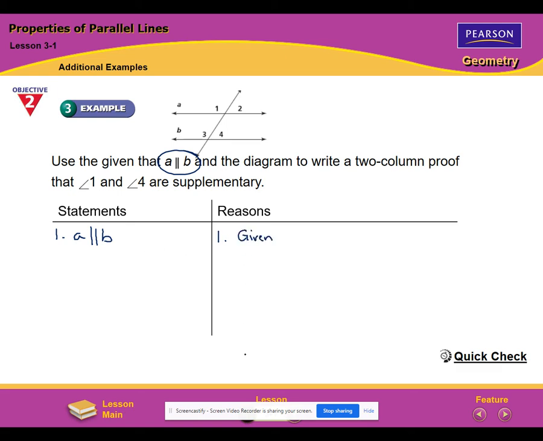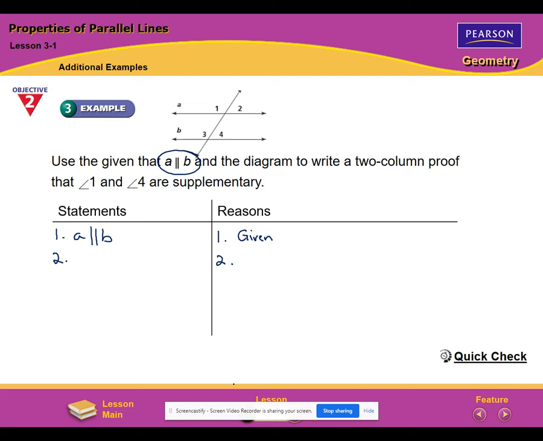Now stop and think about this. You haven't had to think about this diagram at all. All you had to do was draw a T-chart, write the word statements, write the word reasons, write a number 1, and write what's given here, and then justify that with given over here. And then you can write number 2 and number 2. It's important that you label your lines. The point I'm making right now is you haven't really had to think at all. You haven't had to do any geometry yet. Everybody should be able to do this right now. Big T-chart, statements, reasons, write number 1, say what's given, use the word given, write number 2.